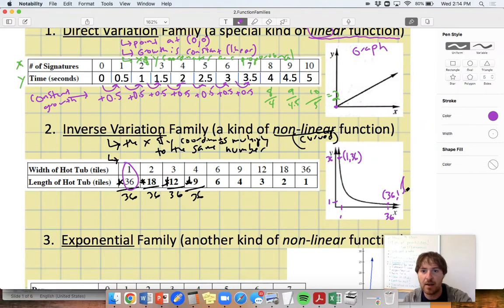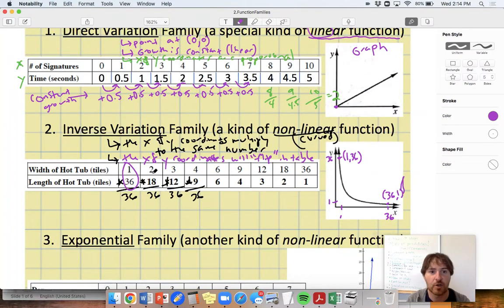So I'll add that onto our notes here: the x and y coordinates will flip in the table. That's another thing to notice. I got (1, 36) there, (36, 1) there. Odds are it's inverse variation. Two 18s here, I got (18, 2). Three 12 is here, I got (12, 3).